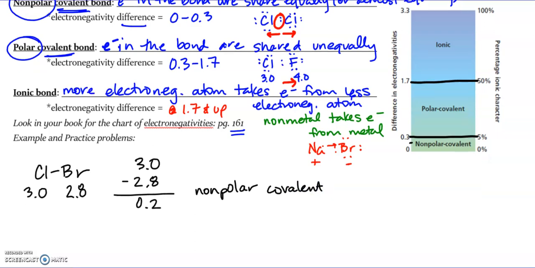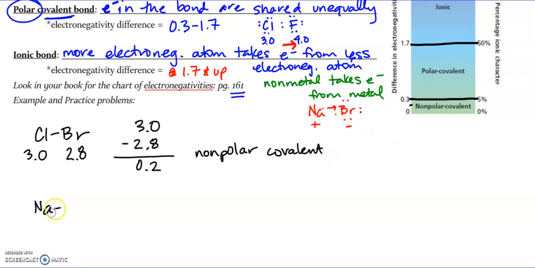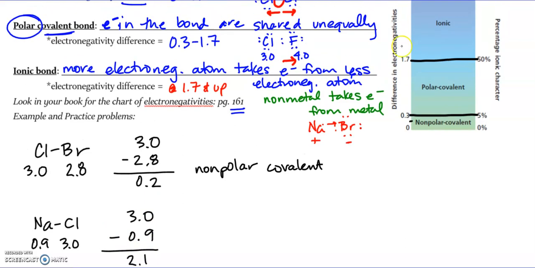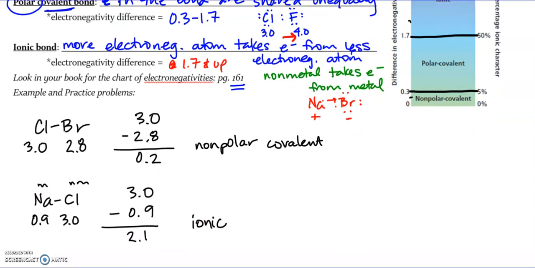If I look at something like sodium and chlorine, sodium is 0.9, chlorine is 3.0. So if I do 3.0 minus 0.9, I get 2.1, which would be right up here somewhere. So this would be ionic, which makes sense because I have a metal in my sodium and a nonmetal in my chlorine. So those are bonds: ionic, covalent, and then within covalent, they can be defined as polar and nonpolar.